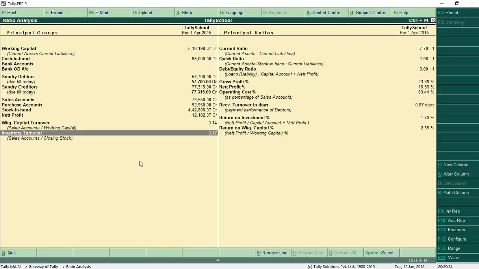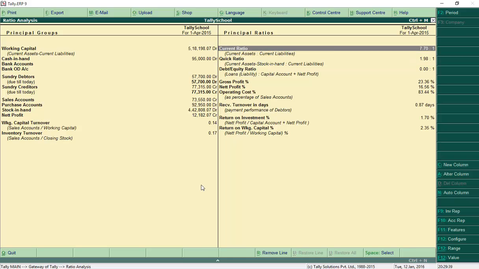It means how many times you are turning over your inventory, how many times you are selling the inventory and then purchasing, then again selling, then again purchasing. So how many times you do that in a particular year or particular time frame.